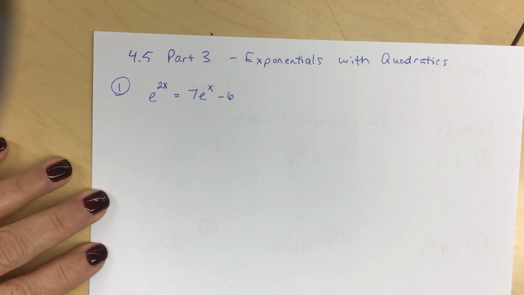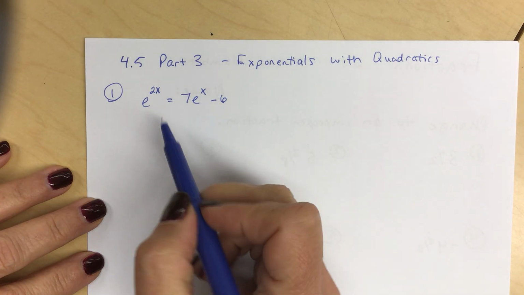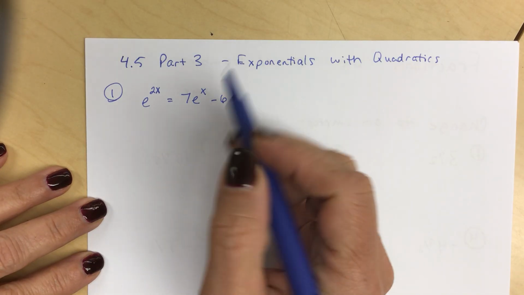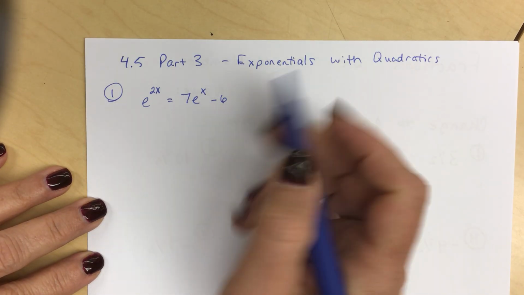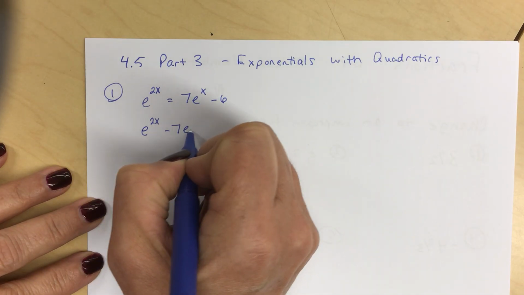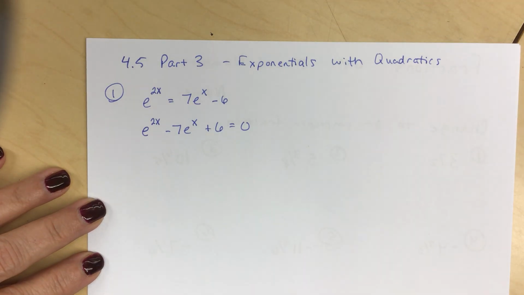All right, in this video, I'm going to show you how to solve an exponential equation that is also a quadratic. So this e to the 2x is like e to the x squared. So I'm going to set this all equal to 0. So I'm going to write e to the 2x minus 7e to the x plus 6 equals 0.